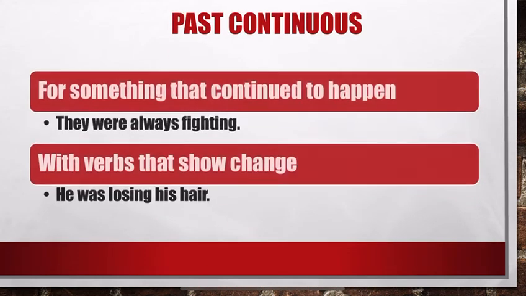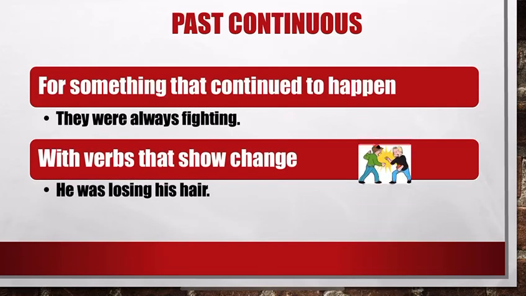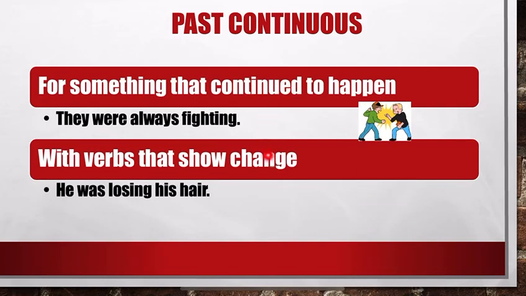It is also used for something that continued to happen. They were always fighting. This is like something that always happens. It is also used with verbs that show change. He was losing his hair.